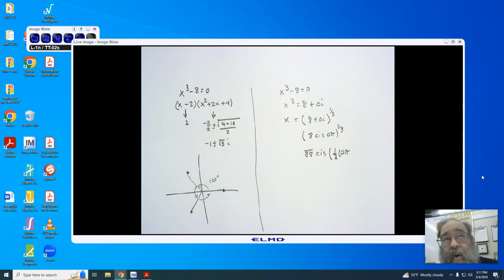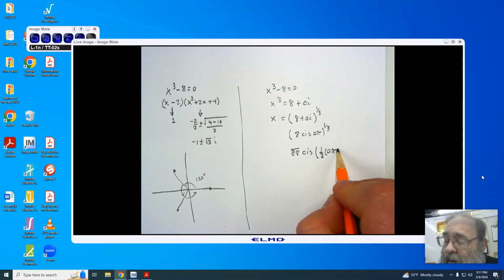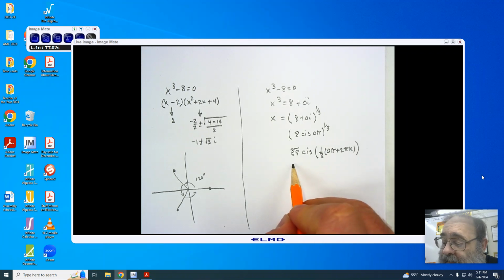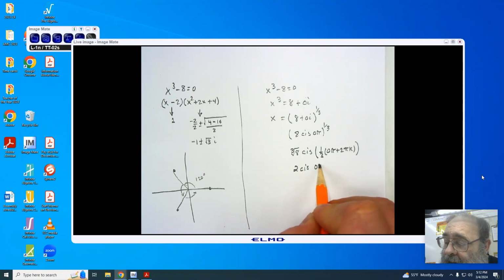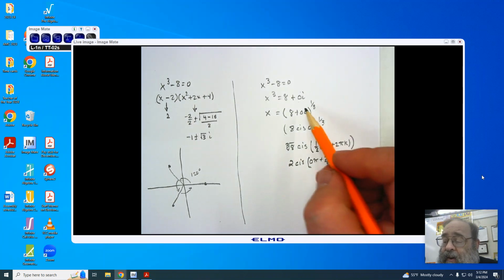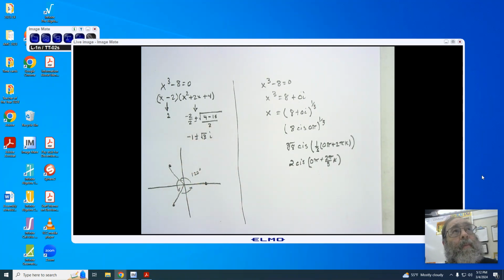Now what's different between the DeMoivre's theorem that we worked on before and this one is we're now going to add plus 2 pi k. This is then going to give us 2 cis, and we now have 0 pi plus 2 pi over 3 times k. And the k value that we're going to use is 0, 1, and 2. And you'll notice it's always less than the power that we're working with, which would be 3. And that makes sense because we're going to have 3 roots, just as we saw from this one over here.